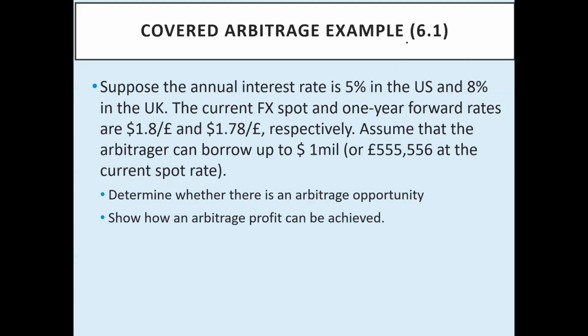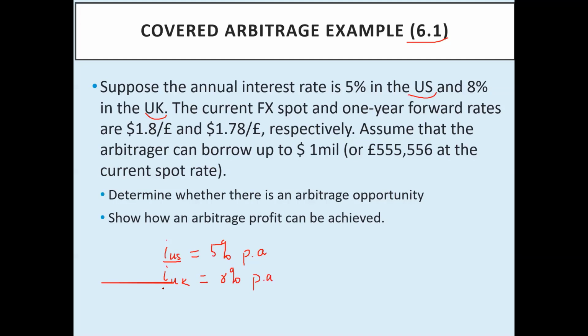So for example, let's look at example 6.1 in your textbook. Now, in this case, I've got 2 countries. I've got the US and I've got the UK, similar to our example before. The interest rate in the US is 5% per annum. The interest rate in the UK is 8%, okay?